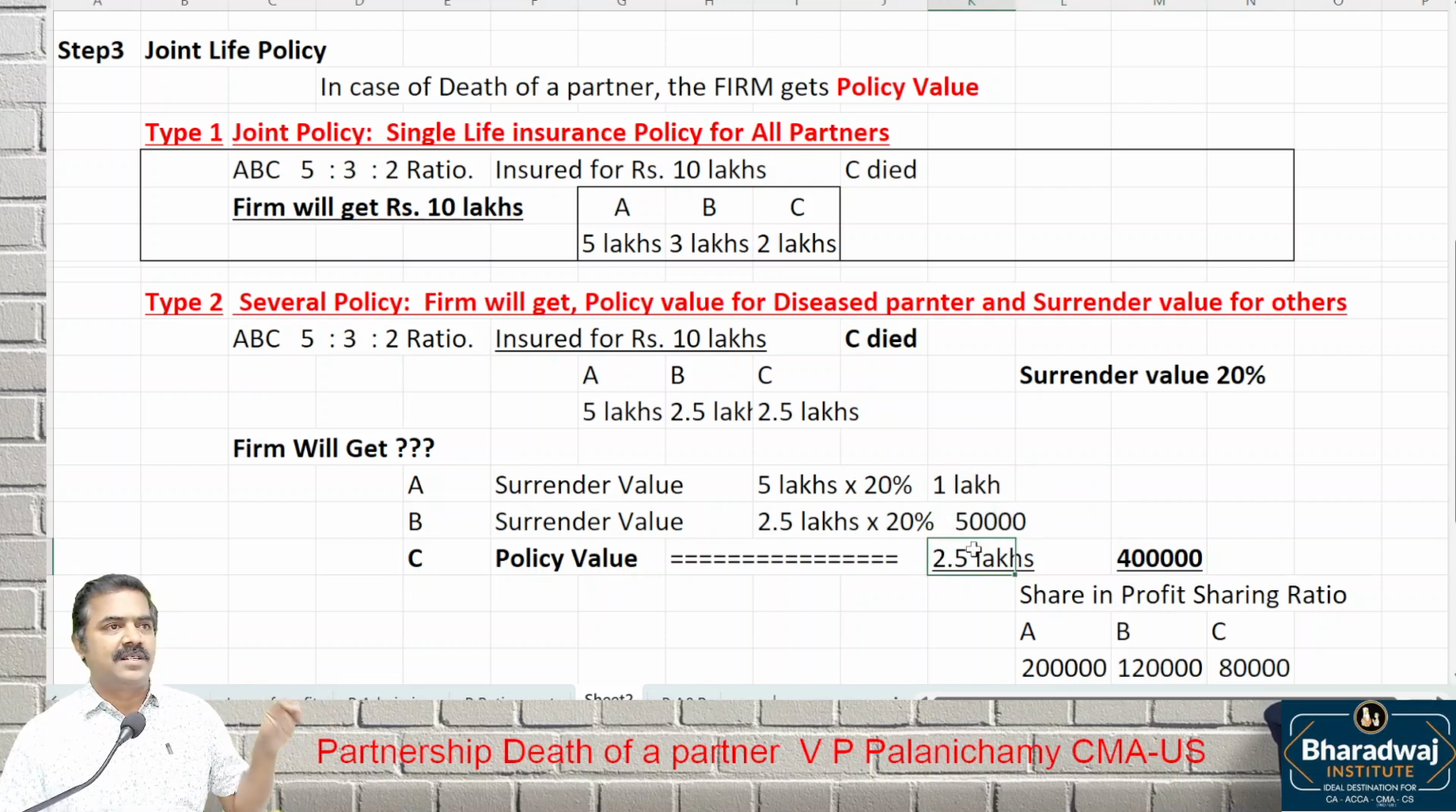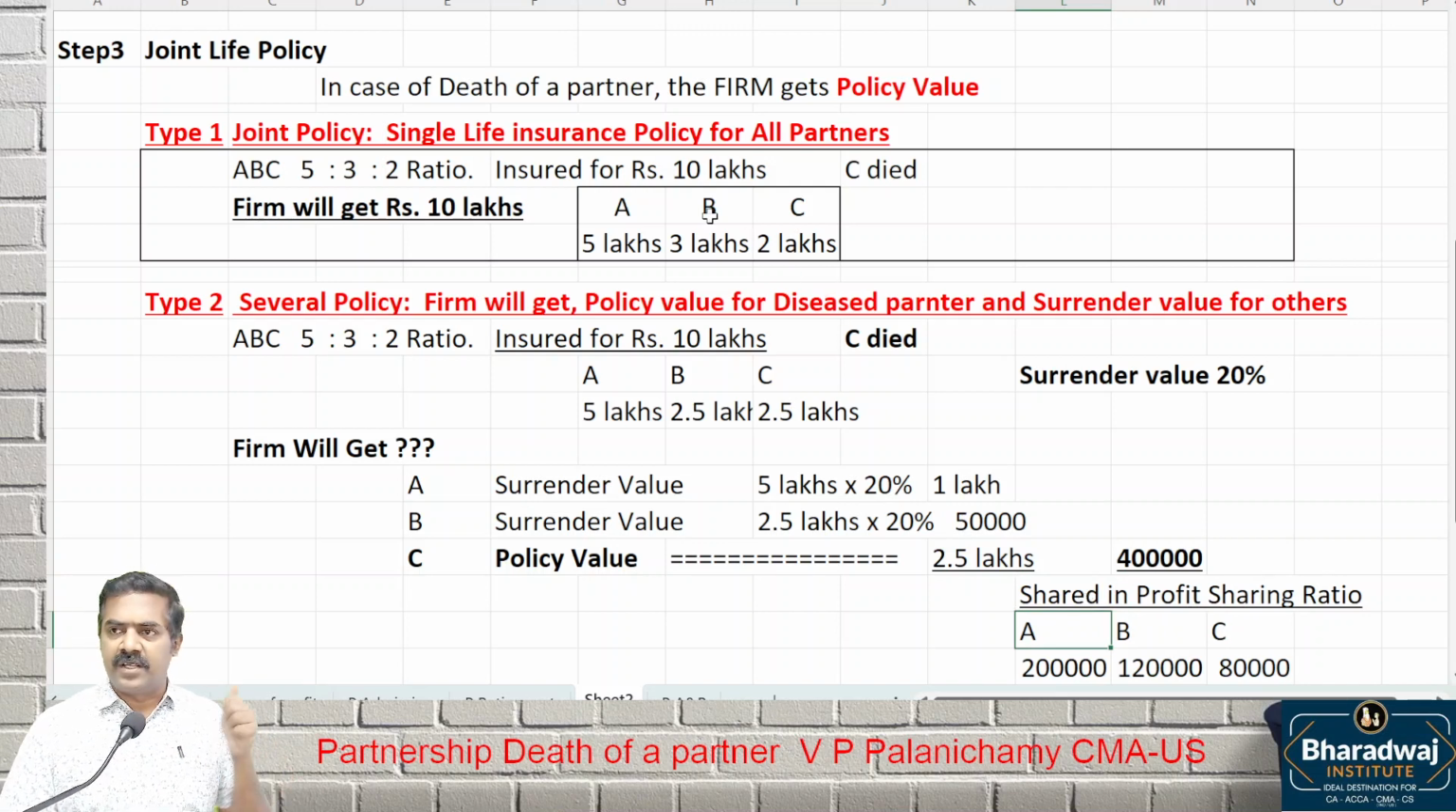Then the total amount will not go like A 1 lakh, B 50,000, C 2.5 lakhs. Here there are no sentiments, it is business, right? So what is the benefit from the asset? 4 lakhs. It will be shared in which ratio? Profit sharing ratio.